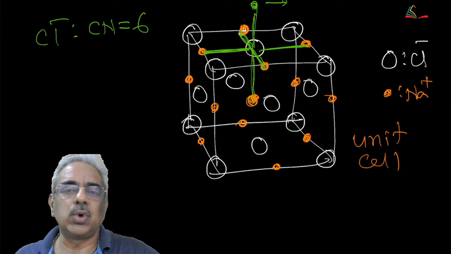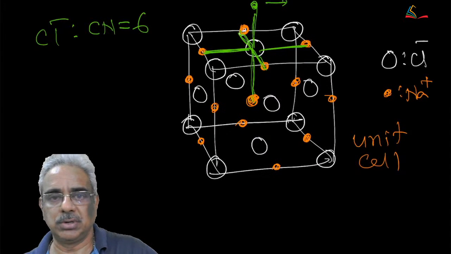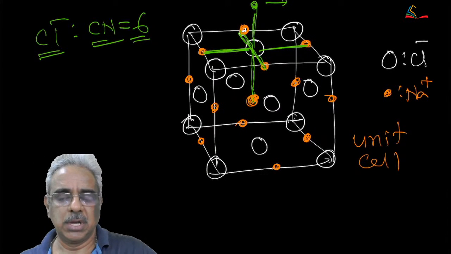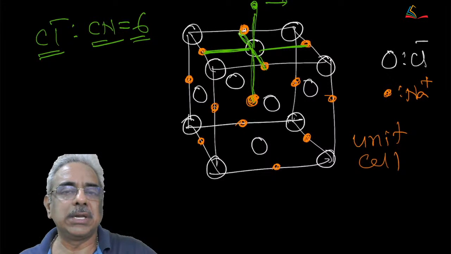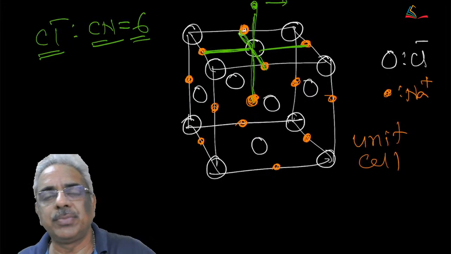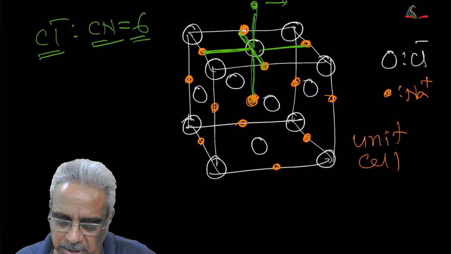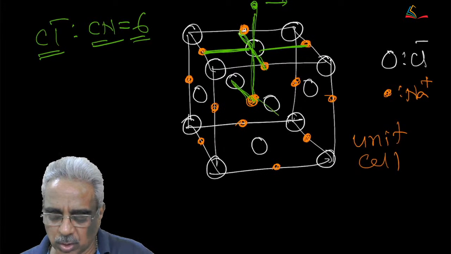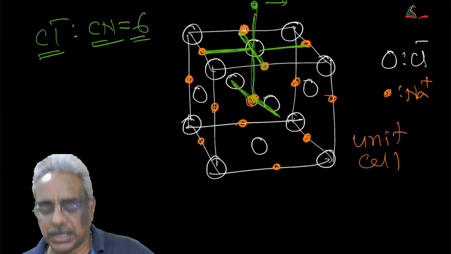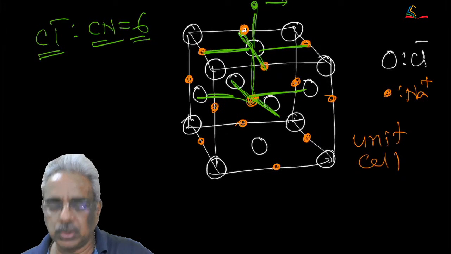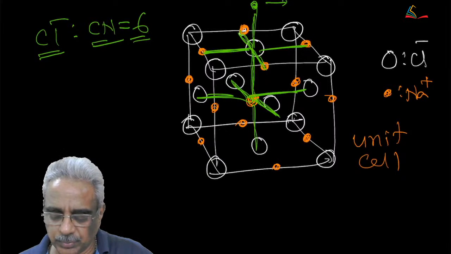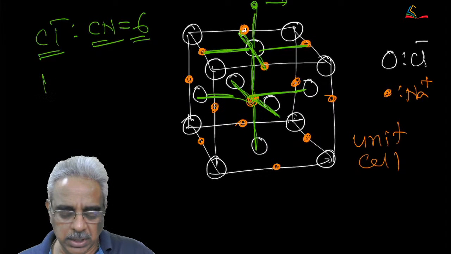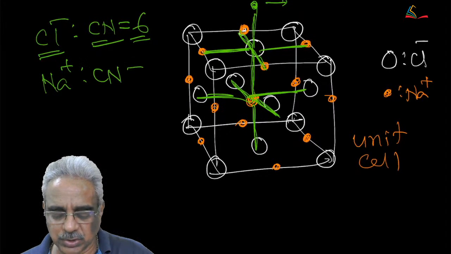So one sodium is surrounded by how many chlorides? My next question. See, chloride's coordination number is 6. Means what? Chloride is surrounded by 6 sodiums. One sodium is surrounded by how many nearest neighboring chlorides? Now we will select one sodium and check. I will select one body centered sodium. See, in the body sodium, how many chlorides are there? Go back, go front. You are seeing 2 chlorides. Go left, go right. 2 chlorides. Go top, go bottom. So totally how many chlorides are around sodium? 6. So sodium plus coordination number is also 6.